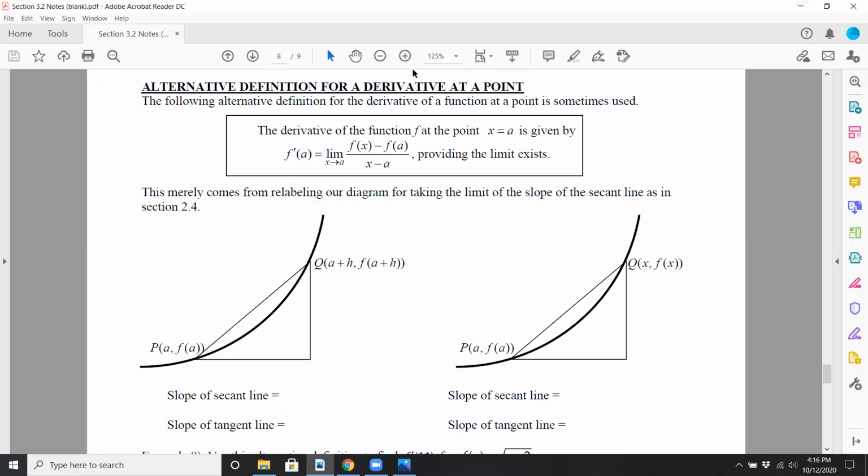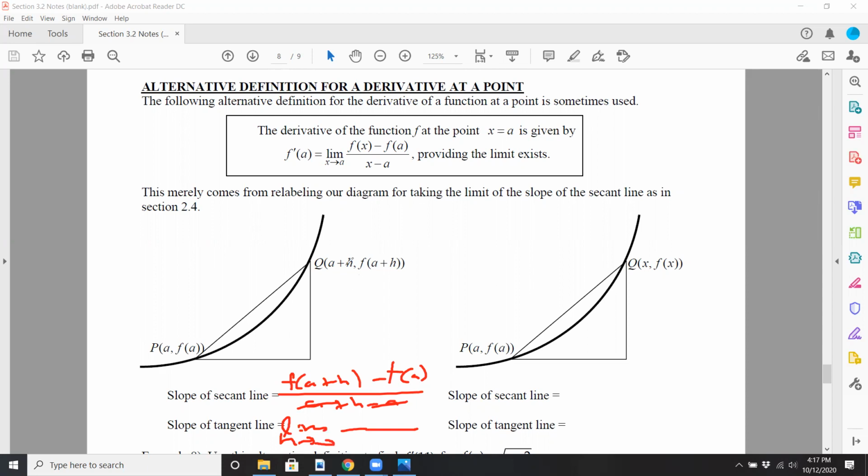It's the same thing as what we were doing before with the whole a plus h and a, just another way of expressing it, and it's good to recognize it because on the AP they expect you to recognize that this is a derivative. Here's a, f of a, here's a plus h, f of a plus h, and we know the slope of the secant line is f of a plus h minus f of a over a plus h minus a. The a's cancel and you just get h on the bottom. Then the slope of the tangent line will be the limit as h approaches 0 of that same expression right above.